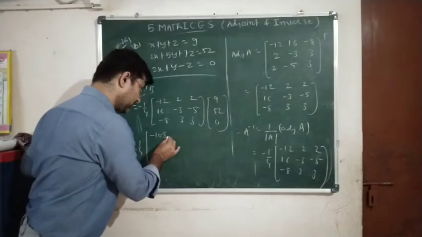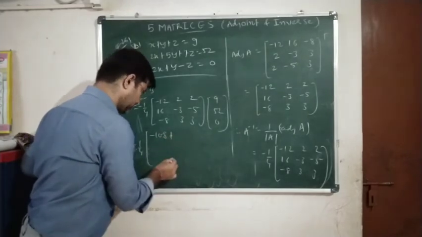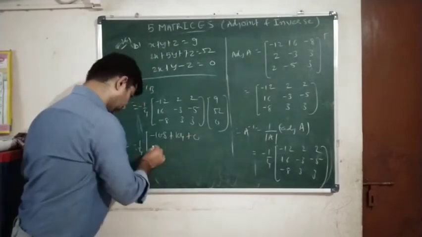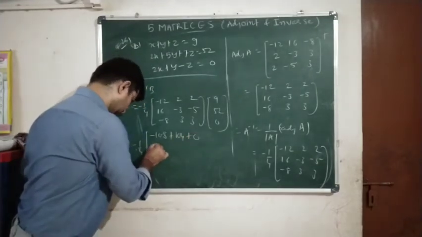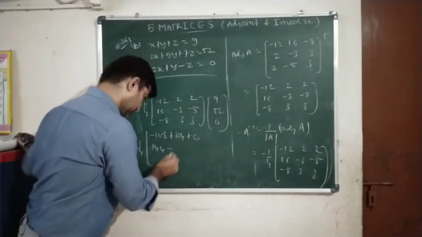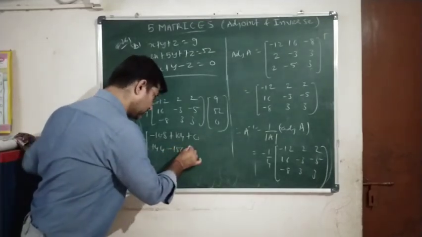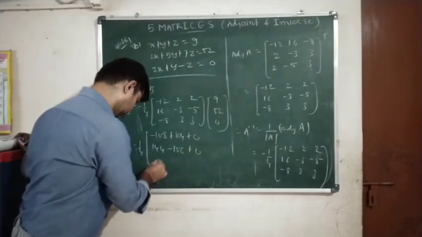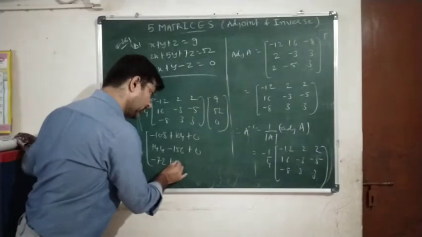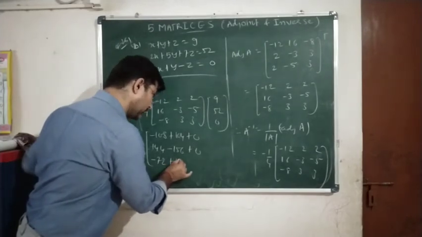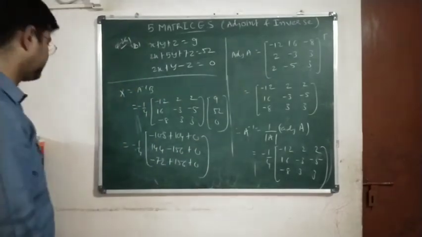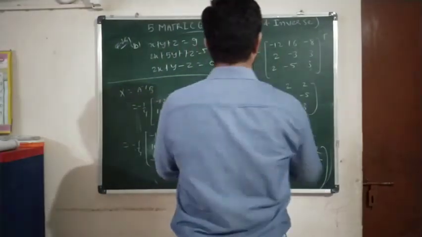108 plus 104 plus 0, 144, 156 plus 0, minus 72 plus 156 plus 0. Okay, now here minus 4.